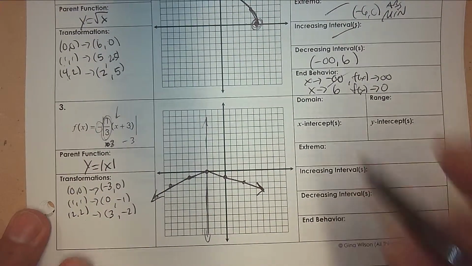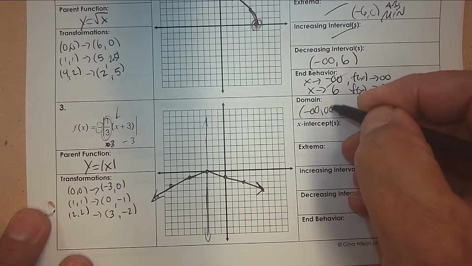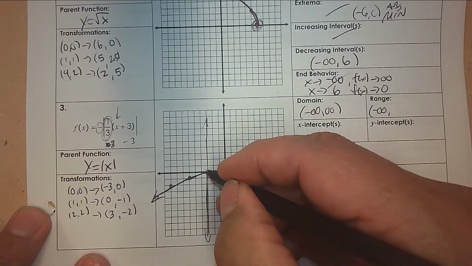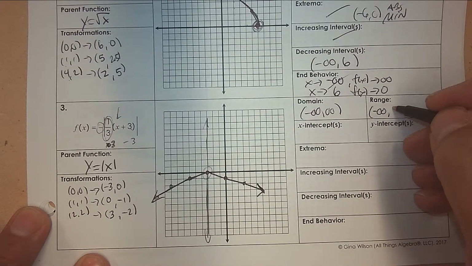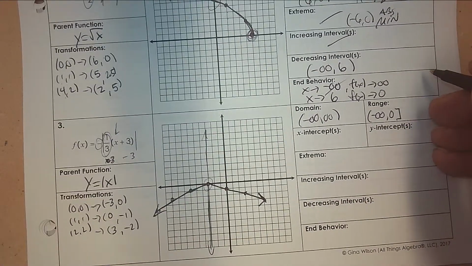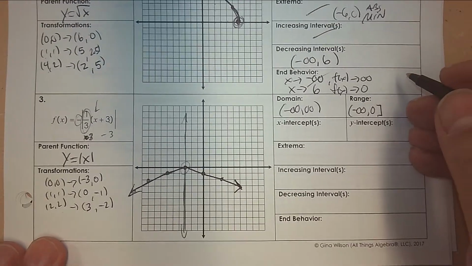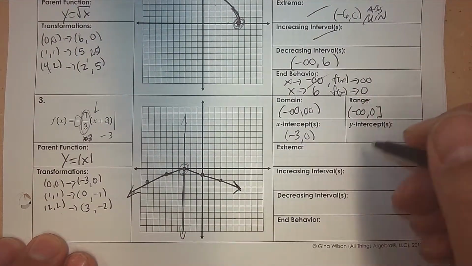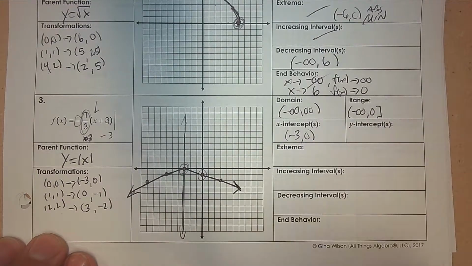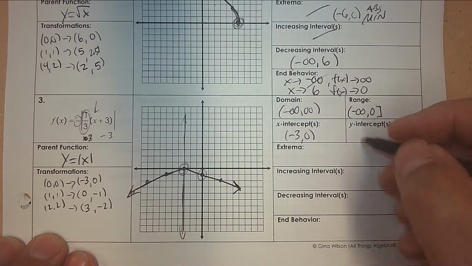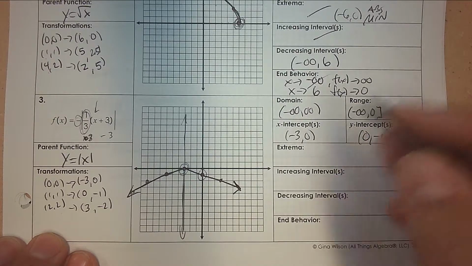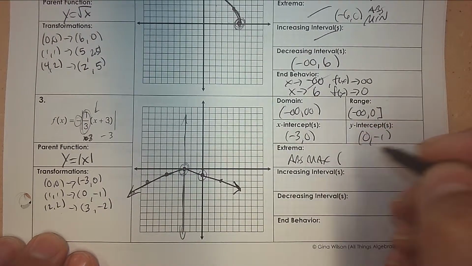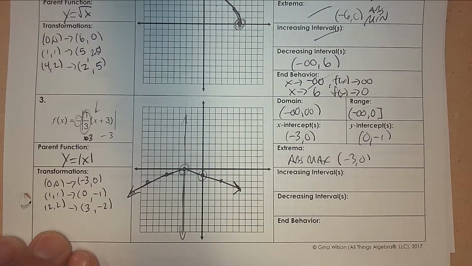The domain is all real numbers. The range, the bottom of the range is -infinity, but the top, it has a ceiling, and it's 0, and it's included. The x-intercept's right there, what I circled, which is at (-3, 0). The y-intercept's over here to the right. Where does it cross the y-axis? It's at (0, -1). We have one extreme point. We have an absolute max at the vertex, which is at (-3, 0).